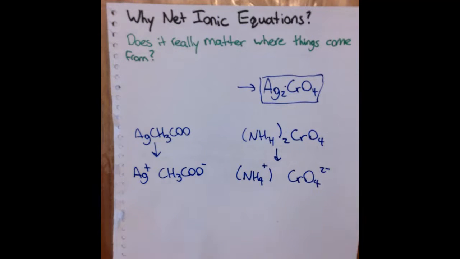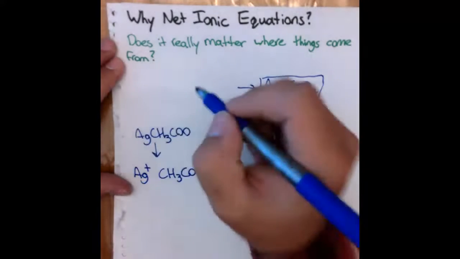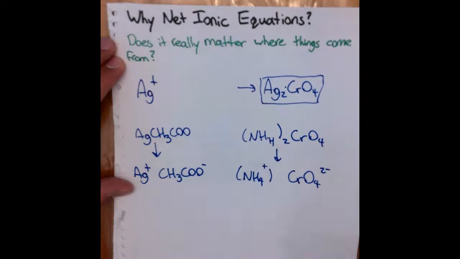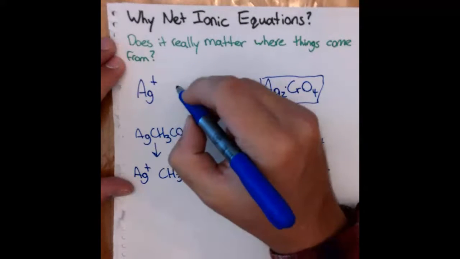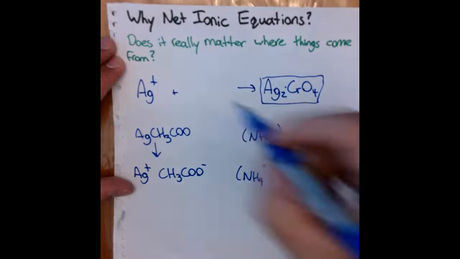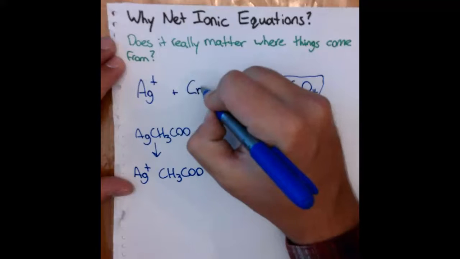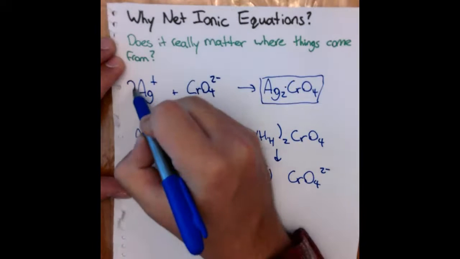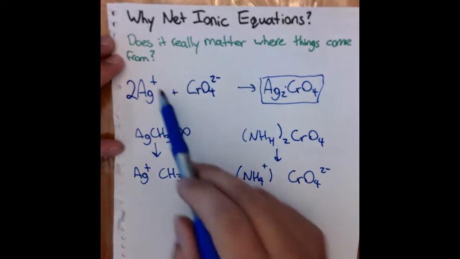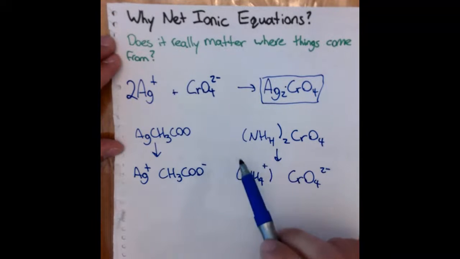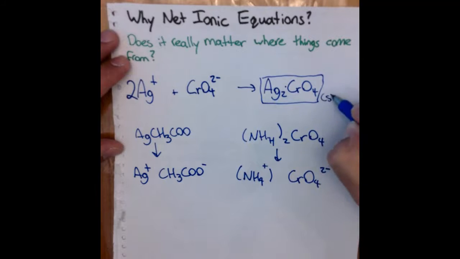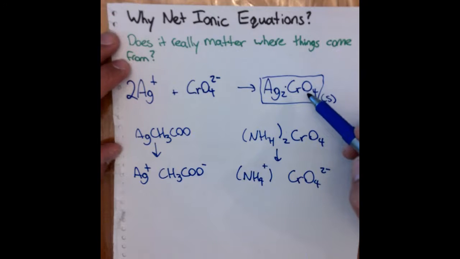So our net ionic equation just shows us that we just need to get silver plus ions from somewhere, it doesn't really matter where, and our chromate 2- ions, right? This would be a 2, right? So it doesn't really matter where these things are coming from, as long as we're putting them into solution and we still get a solid precipitate of our silver chromate.